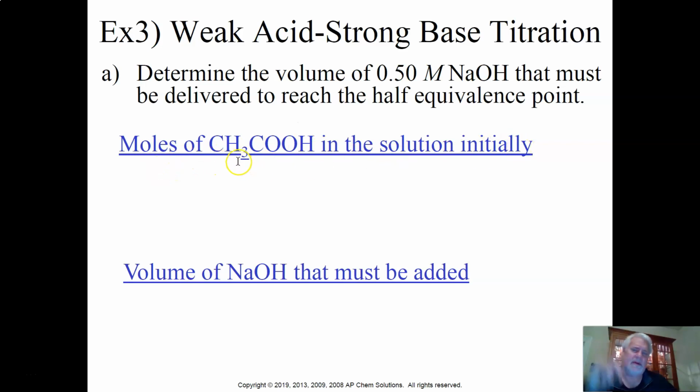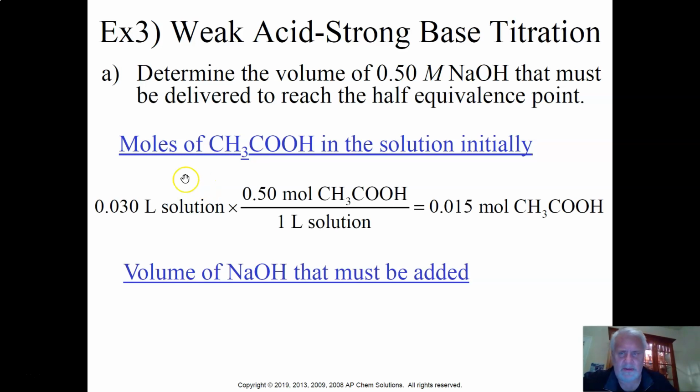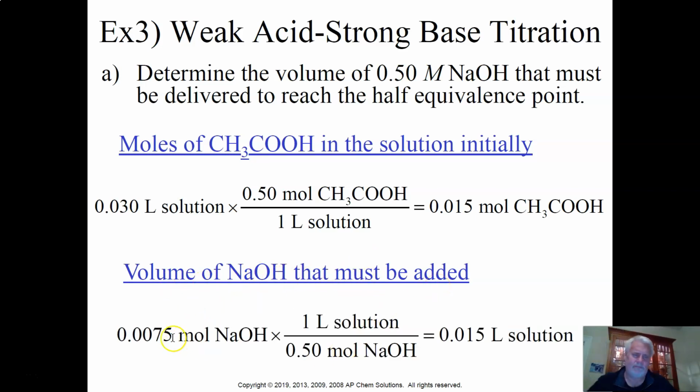Well, remember, first thing we want to do is we want to take that 30 liters of solution with the known concentration and then turn that into moles. All right? The volume of NaOH that must be added, we're going to start with 0.0075 moles of NaOH. And see if you can figure out where that number came from. Hit the pause.